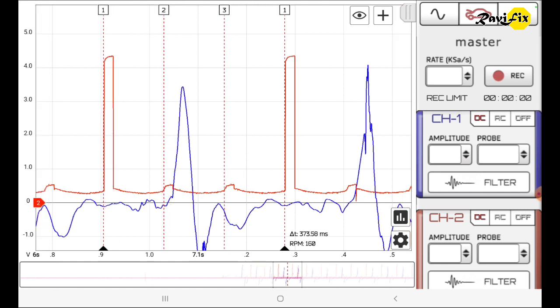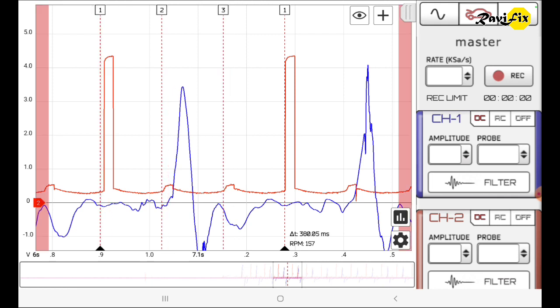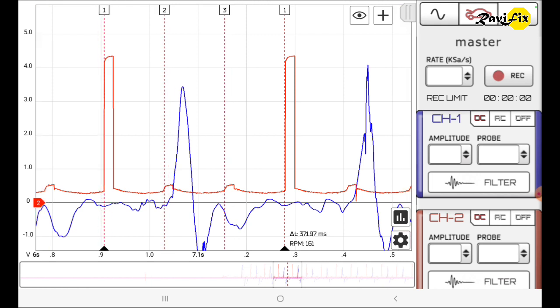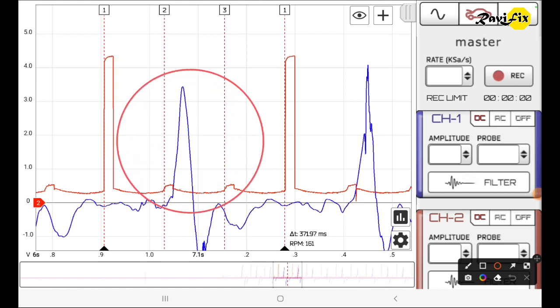It's clear that when number 2 cylinder is in the compression stroke, the radiator pressure pulse is elevated. That's because the compression stroke pressure hits the coolant system through the blown head gasket at number 2 cylinder. Here you can see the elevated pressure pulse at the end of the compression stroke of number 2 cylinder.